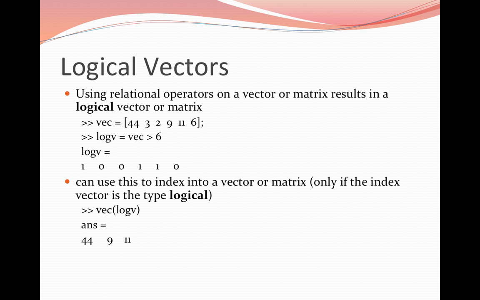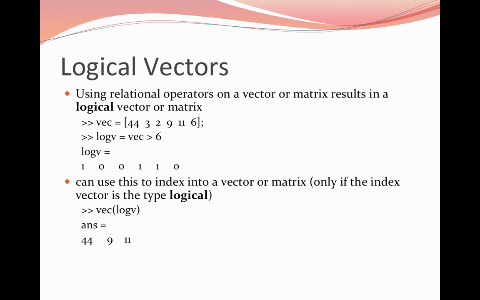So 44 is greater than 6, 3 is not greater than 6, 2 is not greater than 6, 9 is greater than 6, and so forth. So what we end up with is a logical vector, a vector in which every element is a logical value, either logical true or false. Once we have a logical vector, we can use that to index into a vector or matrix.